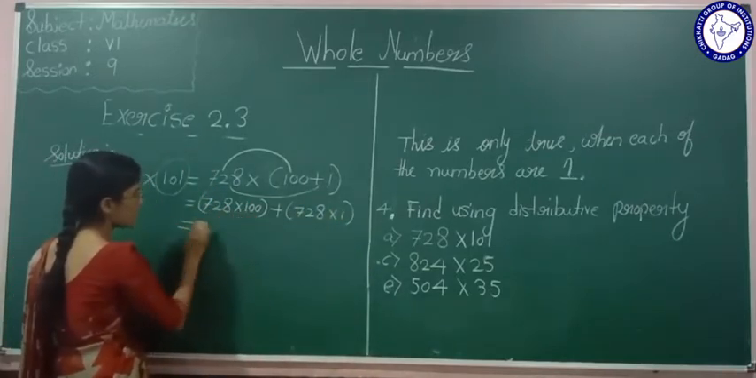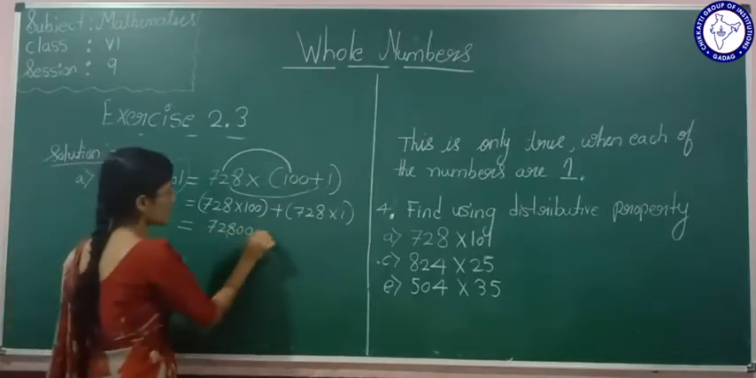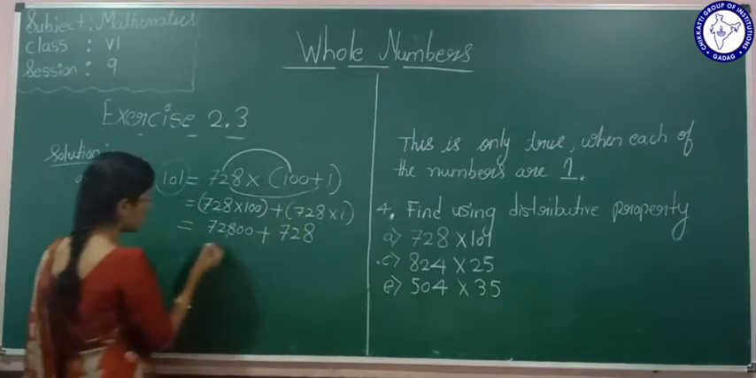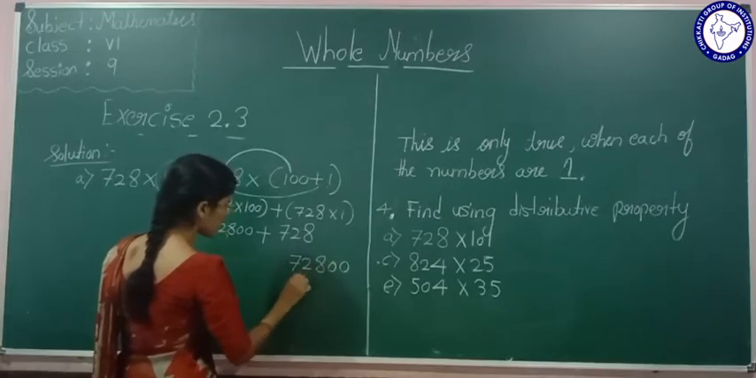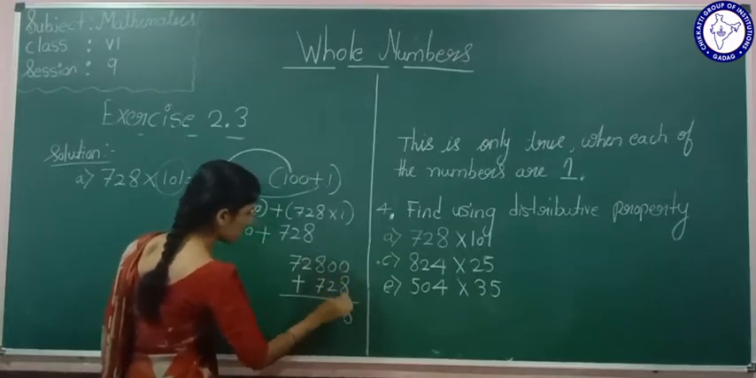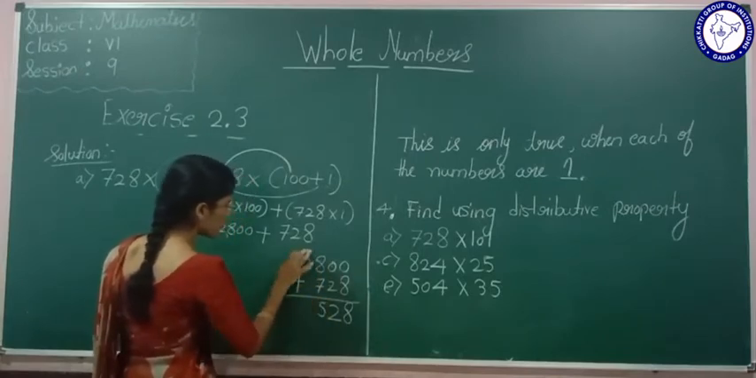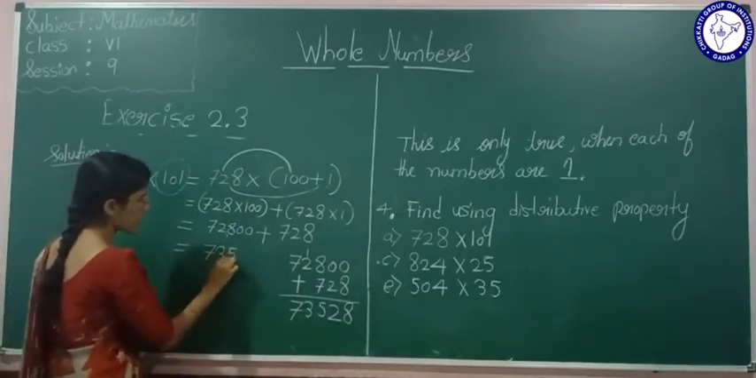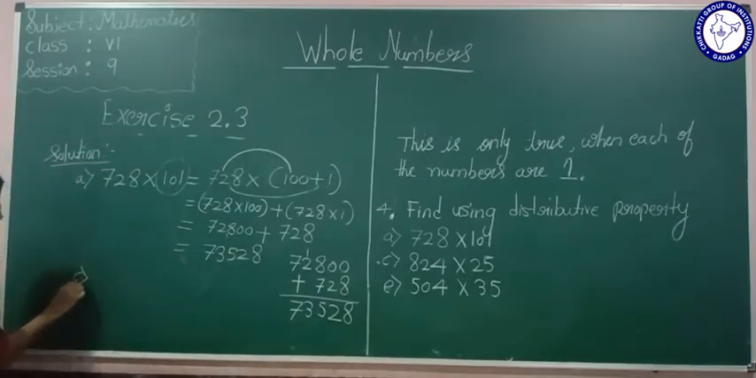728 multiplied by 100 is 72,800 plus 728 multiplied by 1 is 728. Now do the addition of this. 72,800 plus 728. 0 plus 8 is 8. 0 plus 2 is 2. 8 plus 7 is 15. 1 plus 2 is 3. We got the answer 73,528. Okay. In a similar way, now we will see C1.